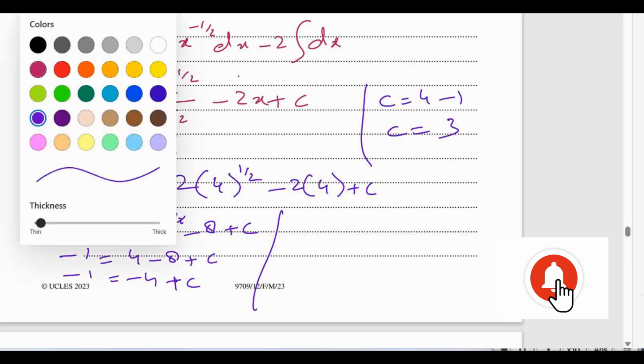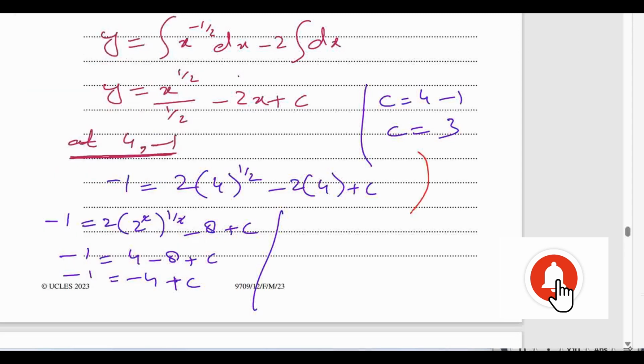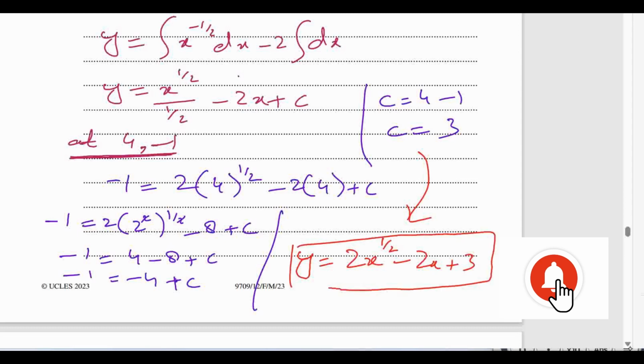So now from here we can say that the final equation will be y is equal to 2x power 1 by 2 minus 2x plus 3. So we have to find out the value of c and then we have to write it in the final equation of the curve. इसमें भी मैंने स्टेप्स ज़्यादा किए हैं, आप इसको थोड़ा सा शॉर्ट करके भी अटेम्प्ट कर सकते हैं.